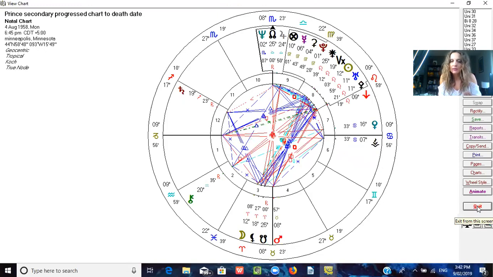Here is the secondary progress chart according to the method that I have learned, which, you know, I will probably teach in a course down the track. But for now, this is what I wanted you guys to see. Here's Mars, ending of life. We can go further and unpack this. It was in his home. He died in his home, 4th house.